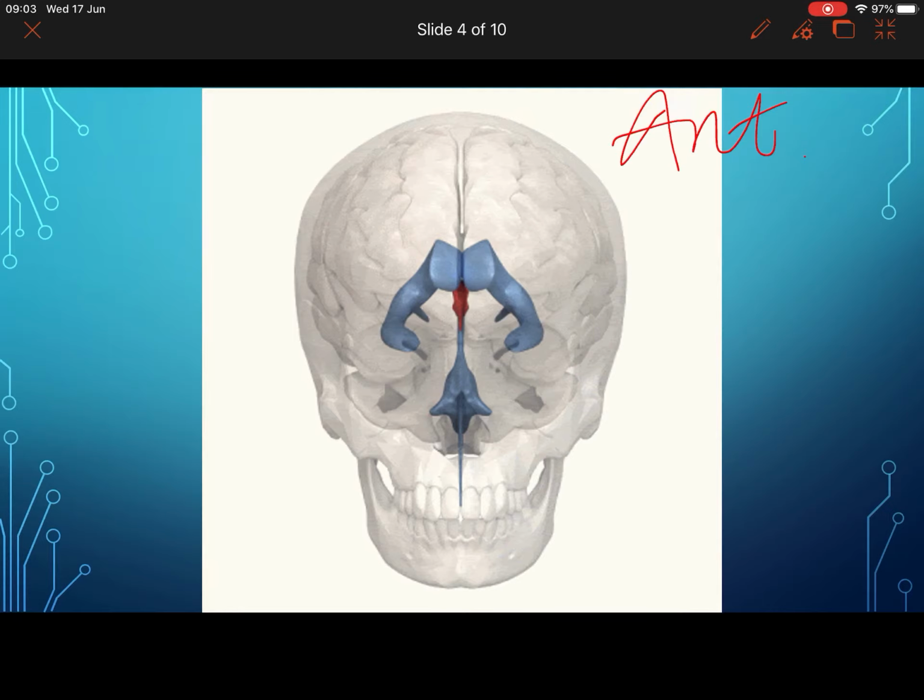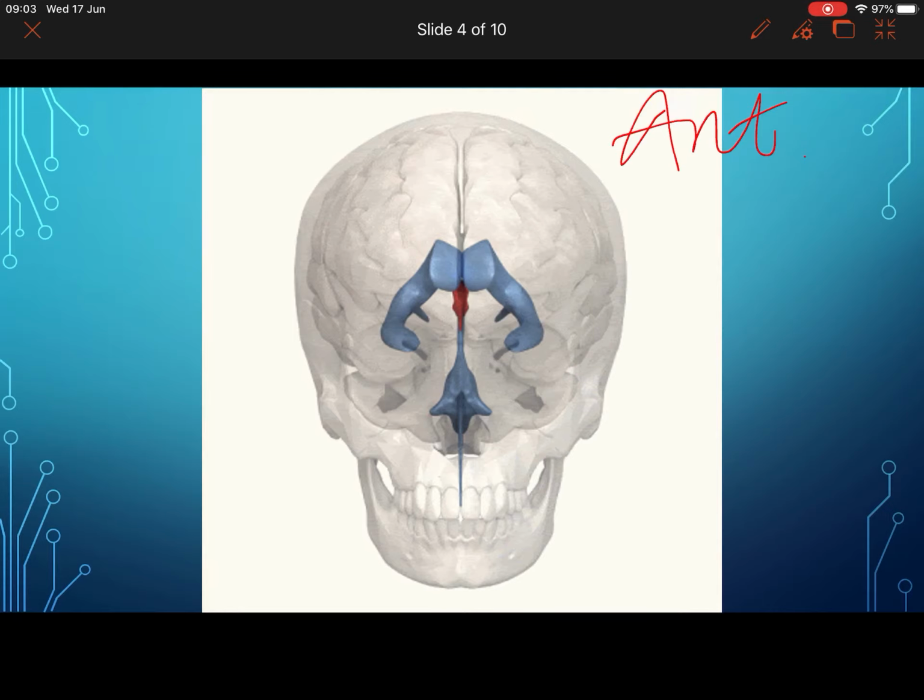So first let's see what are the types of ventricles. We have 4 types of ventricles. We have 2 lateral ventricles, we have 1 third ventricle, and we have 1 fourth ventricle. Now we will be seeing the location of these ventricles side by side with the diagram. So the 2 lateral ventricles are located in the 2 cerebral hemispheres.